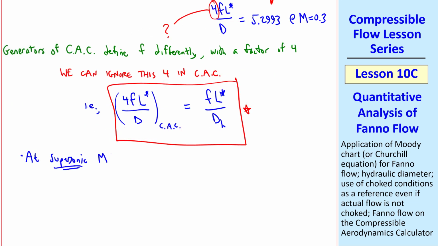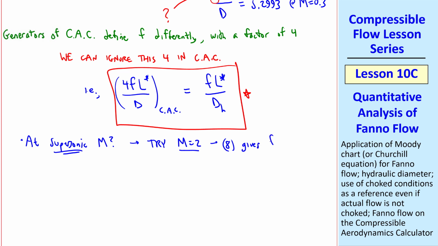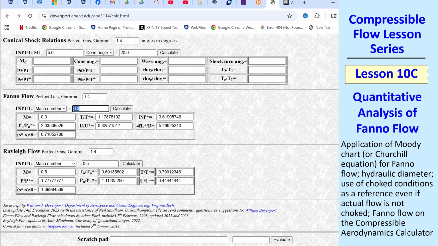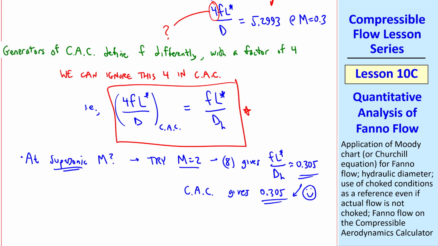What about at supersonic Mach number when we're on the lower branch of the Fanno curve? For example, try M equal 2. Equation 8 still works. It gives f L star over D_H is about 0.305. And on the CAC, if we change this Mach number to 2.0 and calculate, we get our 0.305. But I wanted to point out that for subsonic flow, this is fairly long compared to supersonic flow. In other words, supersonic Fanno flow reaches the critical condition in a shorter pipe length compared to subsonic flow.